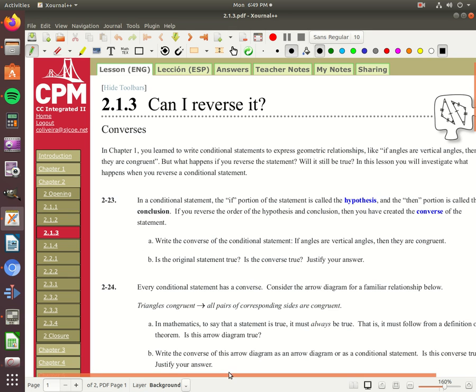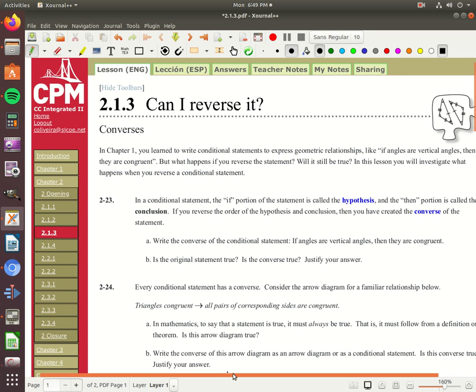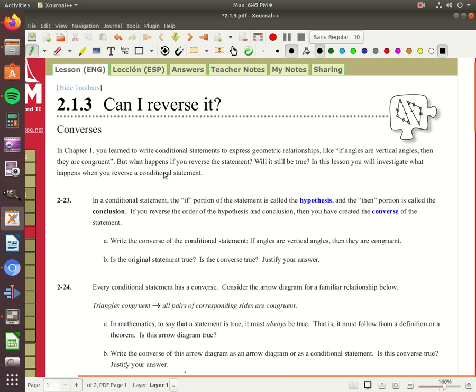Reverse it, converse statements. I think these are super cool logic statements, and I really enjoyed this lesson. So in chapter 1, you learn to write conditional statements to express geometric relationships, like if angles are vertical angles, then they are congruent. But what happens if you reverse a statement? Will it still be true? In this lesson, you will investigate what happens when you reverse a conditional statement.